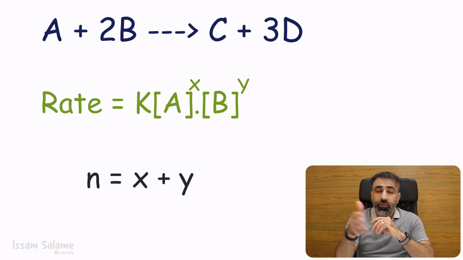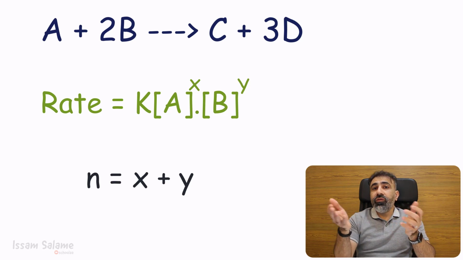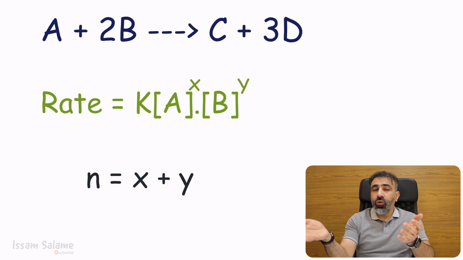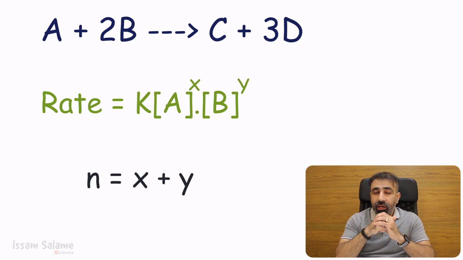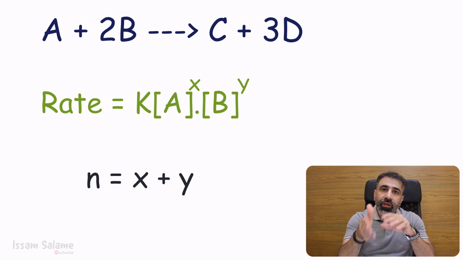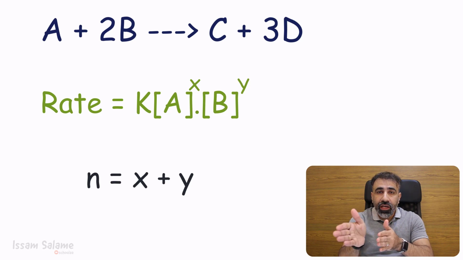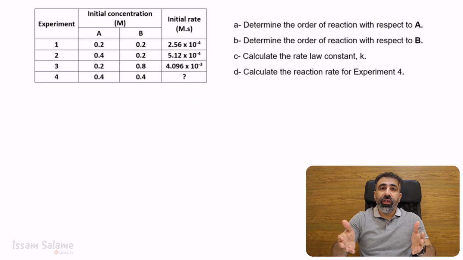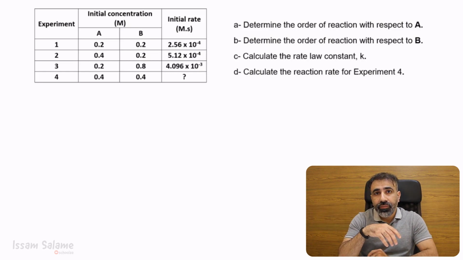To determine the order of a chemical reaction, we cannot find it from the equation. There is no relation between the order and the coefficients of the balanced chemical equation. So to determine the rate order of a chemical reaction, we need to use an experiment like in the following exercise. We have a table that shows 4 experiments. We are changing the concentrations of A and B and we are getting different rates.